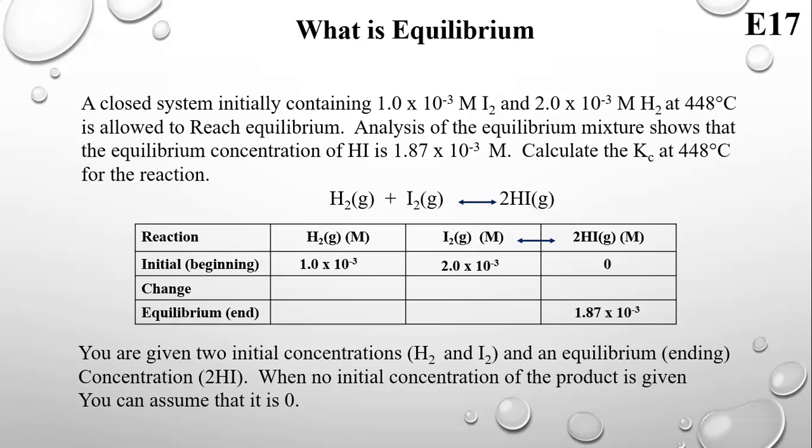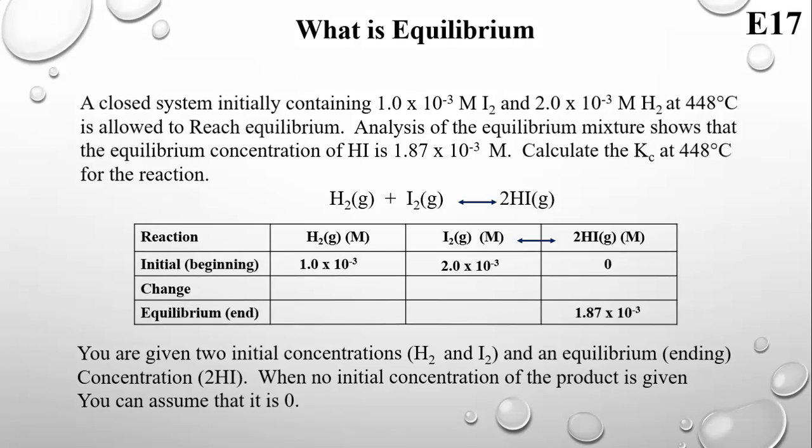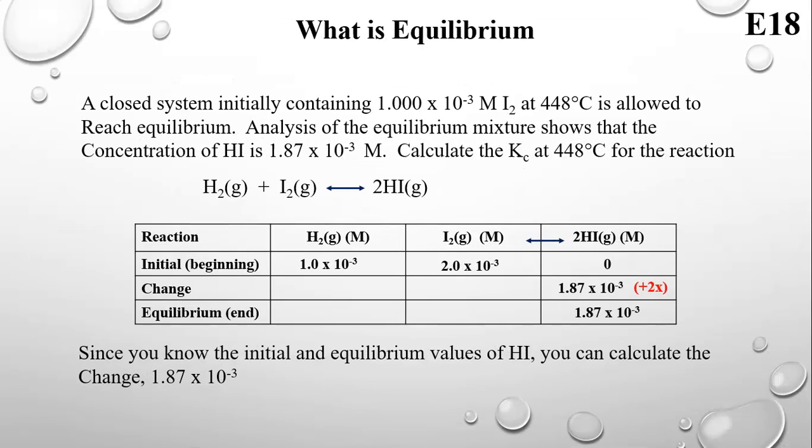So now you just fill in the boxes, okay? And this actually makes the problem easier when they give you one of the concentrations as an equilibrium. So you're given two initial concentrations, H2 and I2, and an equilibrium ending concentration of 2 HI. When no initial concentration of the product is given, you can assume that it's 0. In fact, when no initial concentration of either a product or reactant is given, you can assume that it's 0. Okay, so now if we know that we started with 0 concentration of HI and ended up with 1.87, then the change must have been a positive 1.87 times 10 to the minus 3.